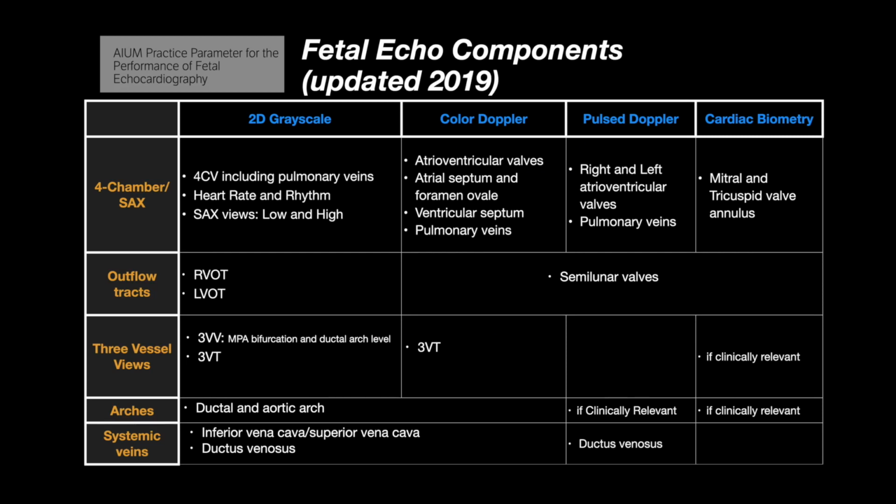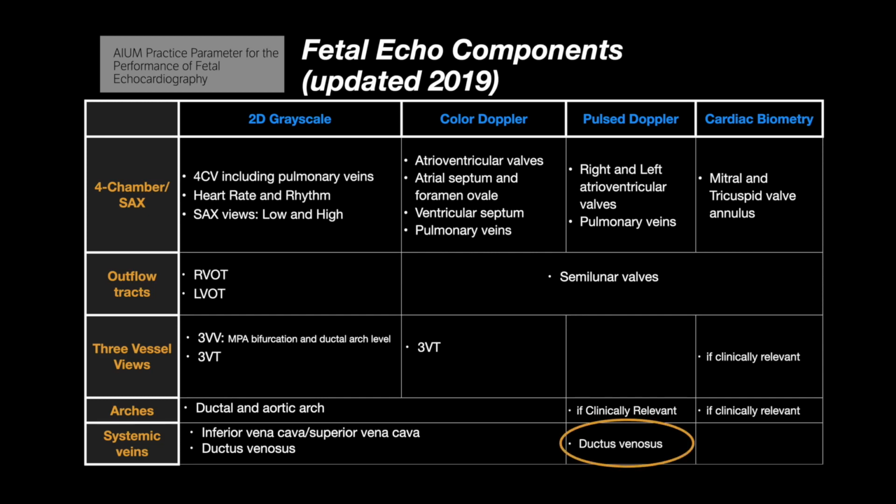So this is really kind of an attempt to put together a condensed breakdown of what you are required to be imaging in 2D, color Doppler, using pulse Doppler, and which components require measurements. So this is kind of a nice little breakdown to show you what components need to be looked at with each of these imaging tools. So this will be a part of your syllabus.